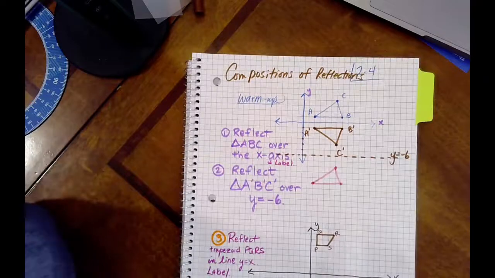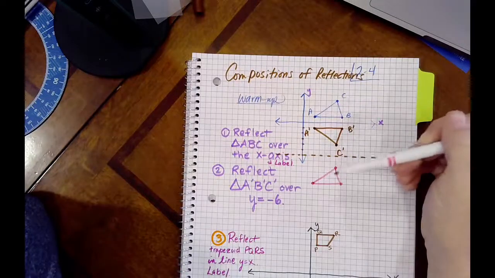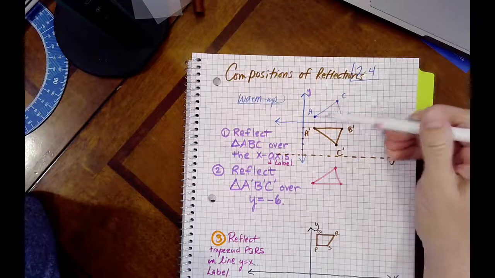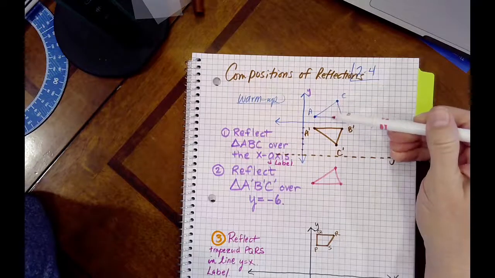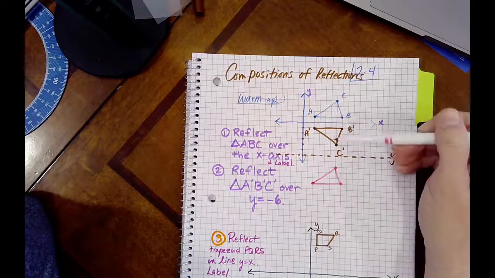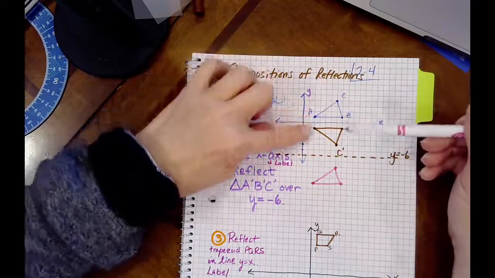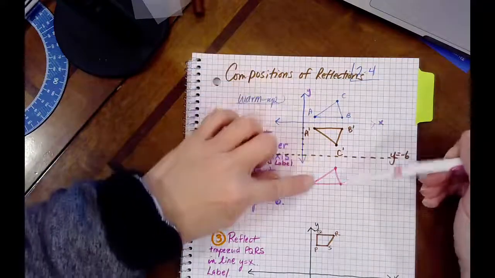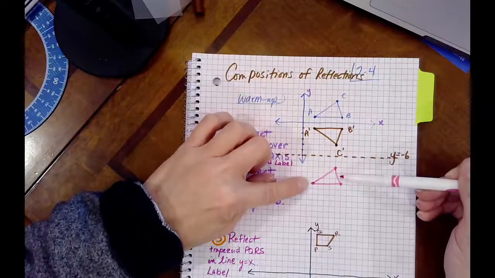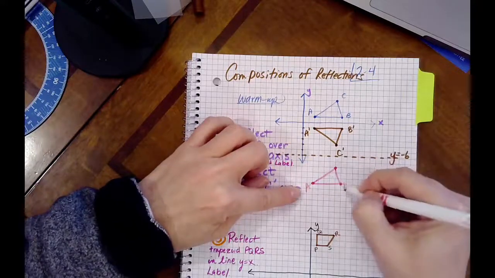And I want you to notice something. In doing 2 reflections, a composition of reflections, didn't triangle ABC basically just land on itself again down here? So the 2 created what basically would be a translation, to where if you just slid this triangle down, it would map onto itself perfectly again.